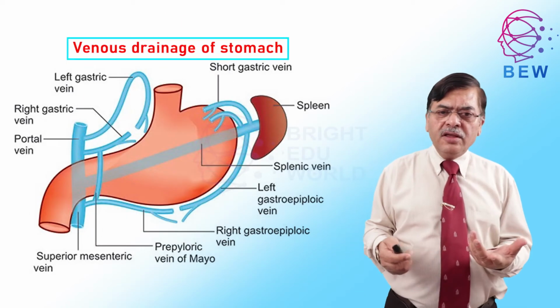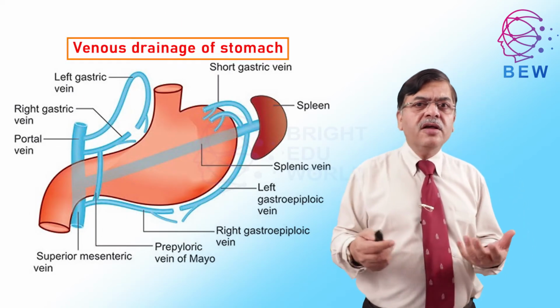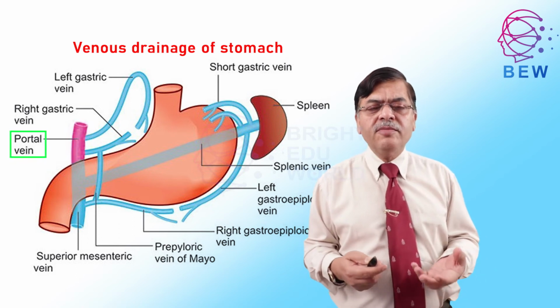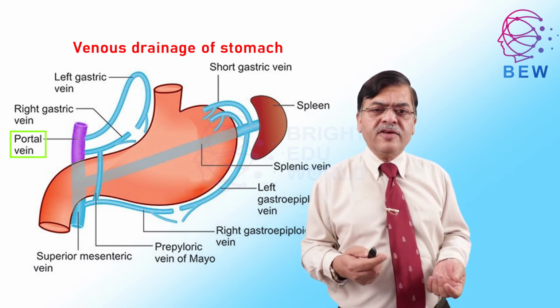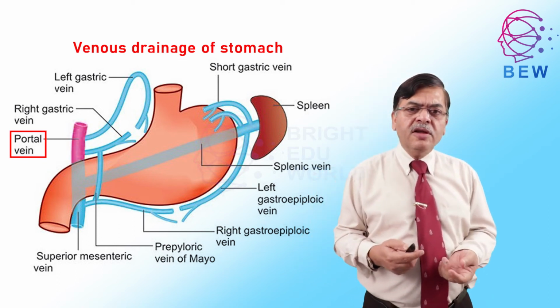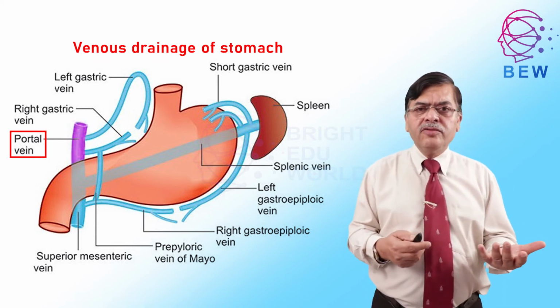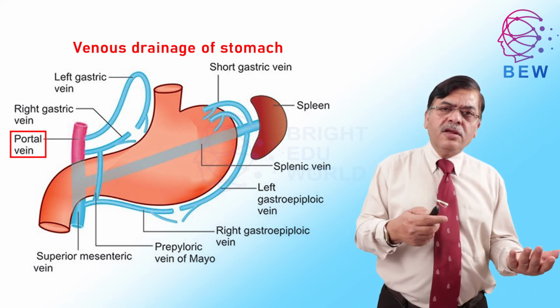Venous drainage of the stomach is into the portal venous system. You know, we have discussed that while discussing portal hypertension. So the venous blood goes to the portal vein.